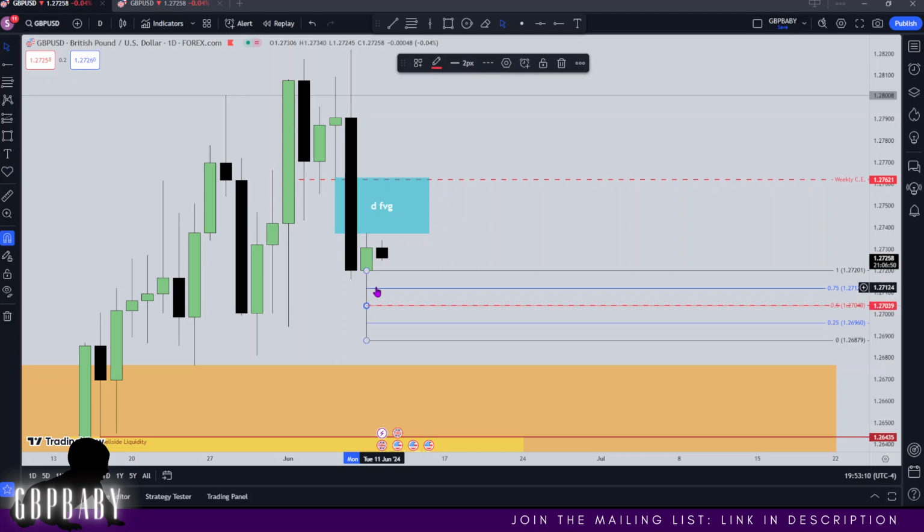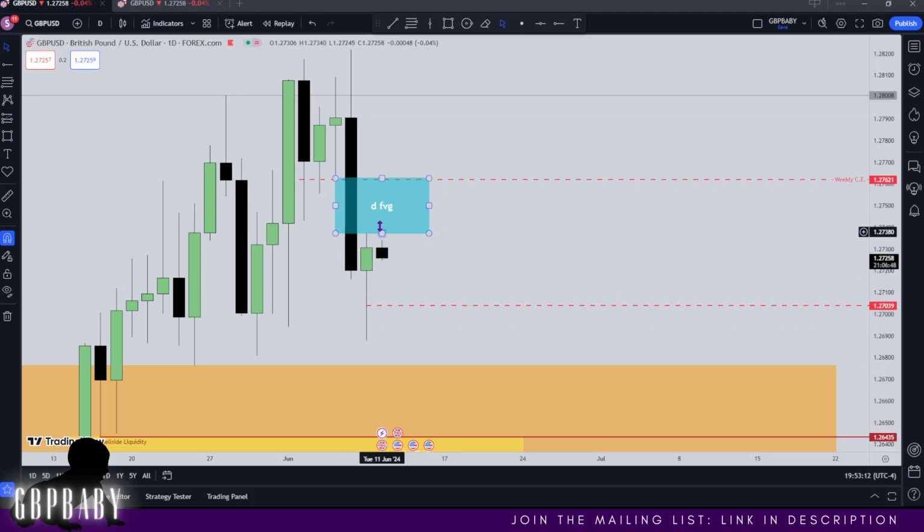And what do I mean by this? Well, ideally, before we trade into this daily fair value gap, the lowest I want to see price trade is this level here. Ideally not even there, preferably the 25% level. I'll get these marked out as well.